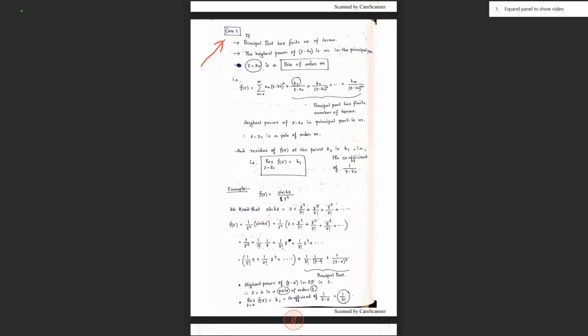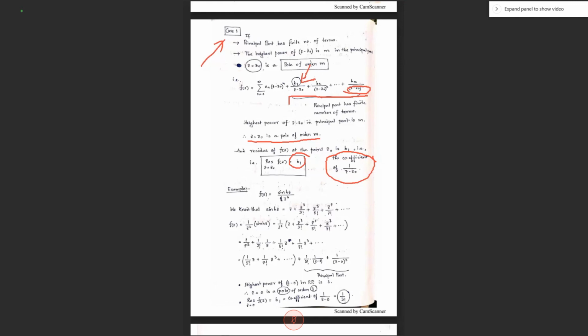If the highest power of 1 by z minus z0 in the principal part is m, then the pole is of order m. See here, this is the principal part of the Laurent series. Suppose it has a finite number of terms, then z equal to z0 is a pole. The highest power is m, so z equal to z0 is a pole of order m. The residue of f(z) at z equal to z0 will be b1, the coefficient of 1 by z minus z0.